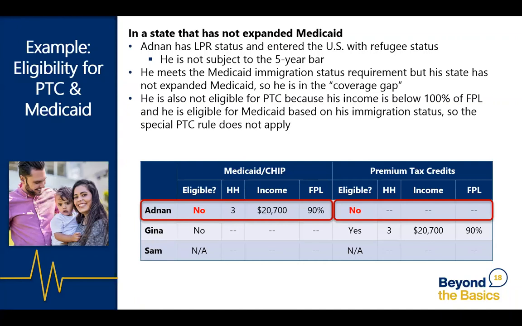Yes. Thank you so much, Hallie and Jenny, for getting us to the slide. So here's the deal. In this case, we're in a state that has not expanded Medicaid. When we think about Adnan's eligibility based off of immigration status, he is a lawful permanent resident, but he's not subject to the 5-year bar because he also has refugee status. He's one of these special cases. Refugee status means you're not subject to the 5-year bar, so he meets the Medicaid related immigration status requirements to enroll in Medicaid.